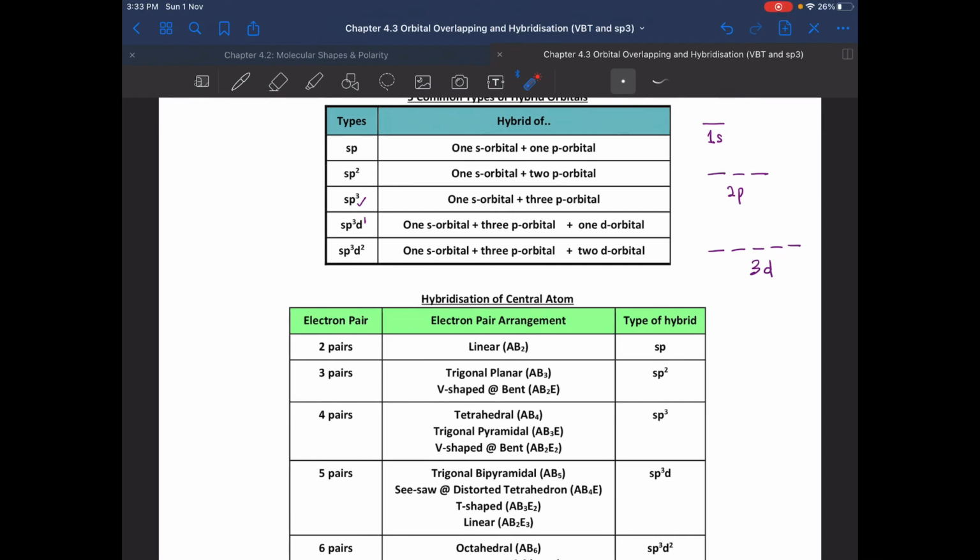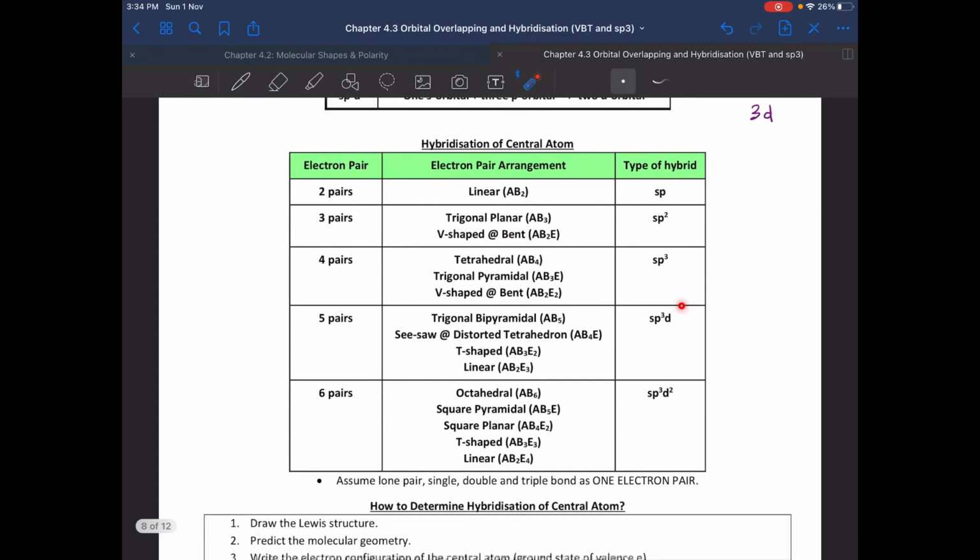Okay, so kalau sp pula, since dia ada 2 pairs, 2 electron pair, that means shape dia hanyalah linear. Kalau sp2 dia ada 3 electron pair, so dia akan jadi trigonal planar kalau without lone pair. Kalau ada 1 lone pair, dia akan jadi V shape or bent. And sp3d shape dia trigonal bipyramidal sebab dia ada 5 electron pair and so on lah. Kalau dia ada 1 lone pair, dia jadi seesaw, 2 lone pair jadi T-shape and 3 lone pair jadi linear. Okay.